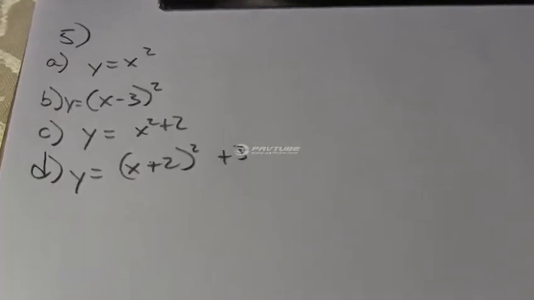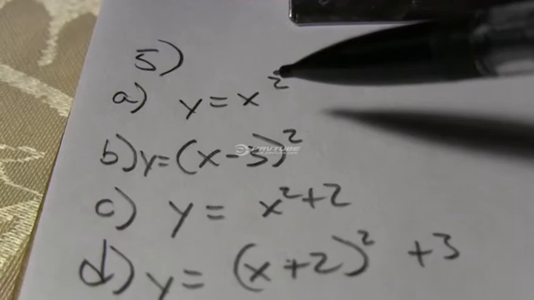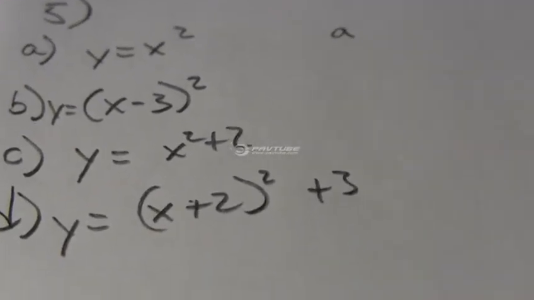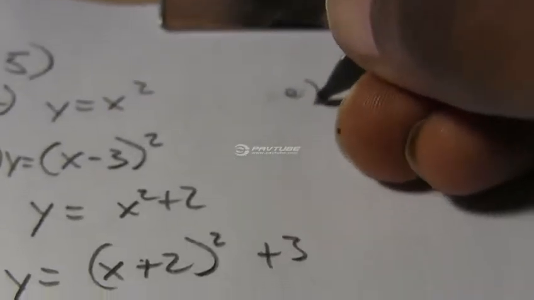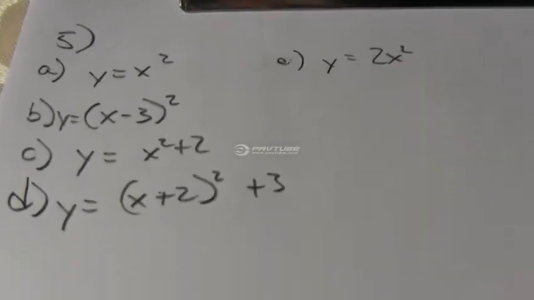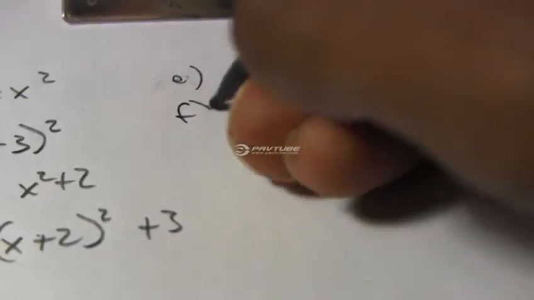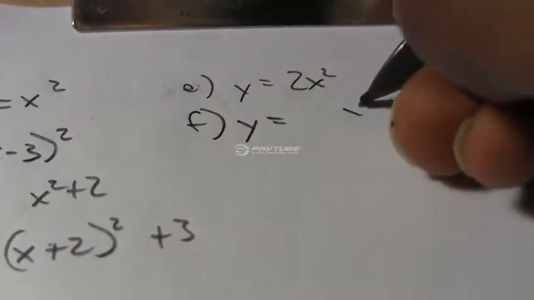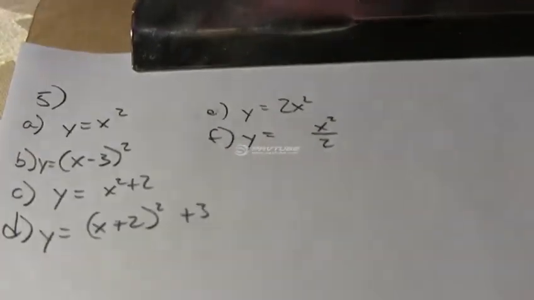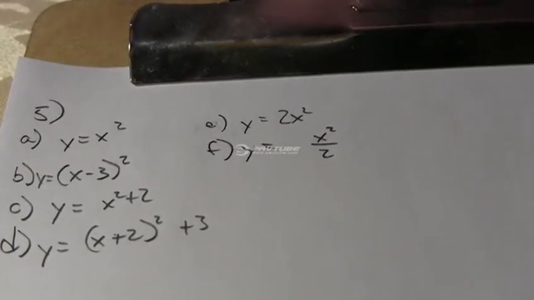So, y is equal to x squared. This is the baseline. This is how we're going to start off. And actually, I'm going to add another one in here, or I guess it'll be e. It'll just be y is equal to 2x squared, just because I want you to see what those look like. And I guess we'll do an f too, just y is equal to x squared over 2, okay? We'll do a, e, and f all on the same graph, just so that you can see what they look like, alright?